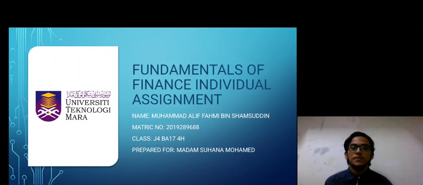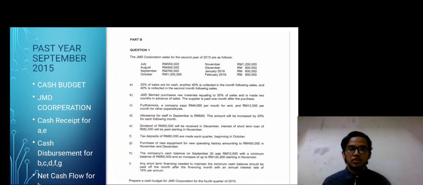2019289688. This presentation for Fundamental of Finance is to calculate the cash budget and short-term financing in a past year question paper. I choose September 2015. Firstly, look at the question paper for cash budget. The question is giving details of sales of JMD Corporation from July to February 2016, with the other details from A to I. We need to prepare a cash budget for JMD Corporation for the fourth quarter 2015.